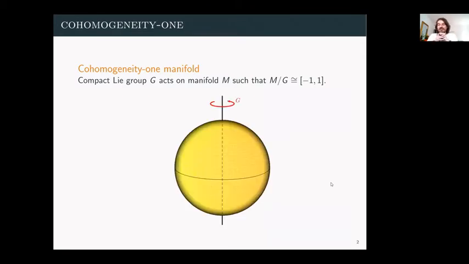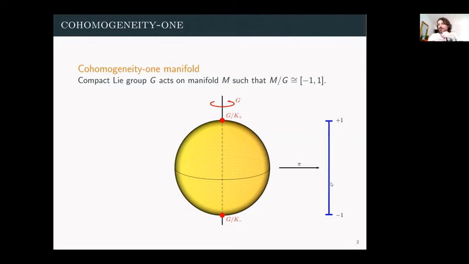The picture you should have in your head is of rotating a sphere around an axis by your group action. The orbit space here is an interval, and you see that there are two special orbits corresponding to the endpoints of the interval. These are called singular orbits. They're homogeneous spaces, and each comes with its corresponding isotropy group, K plus and K minus.